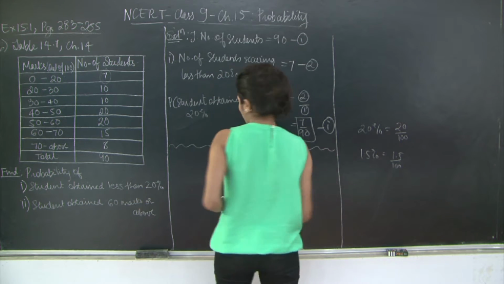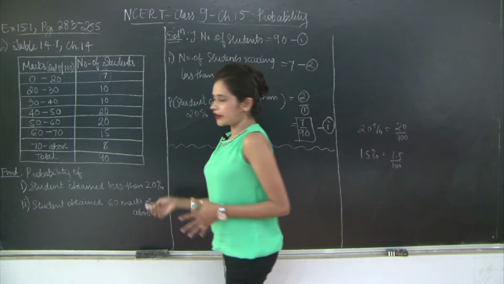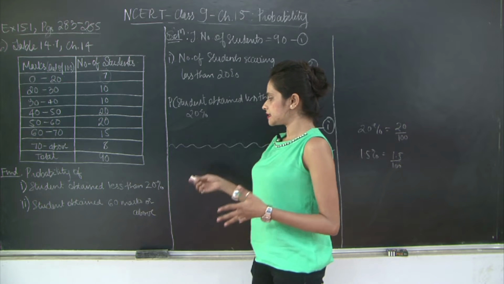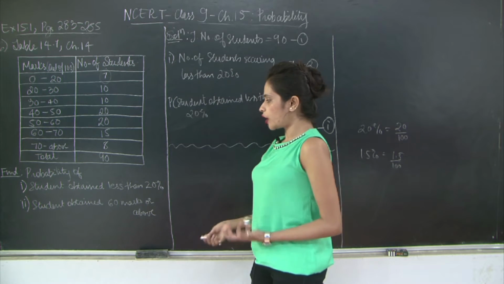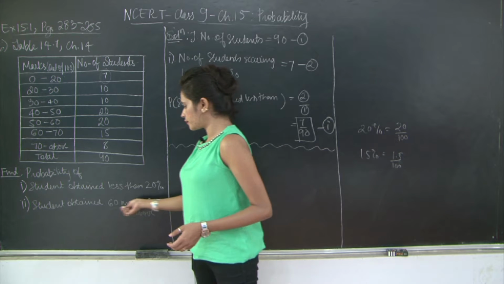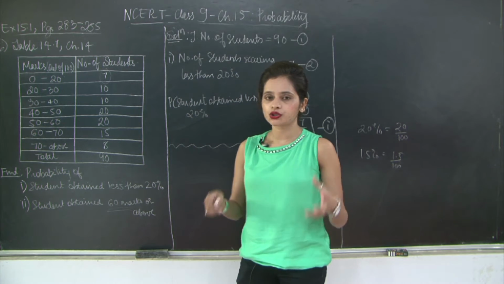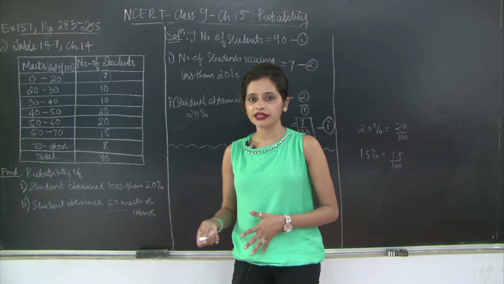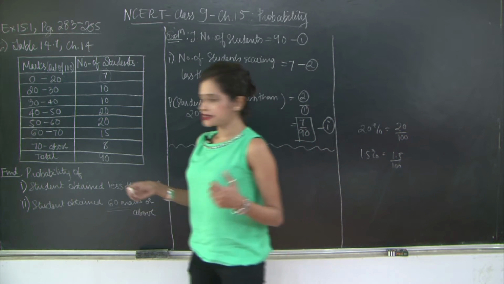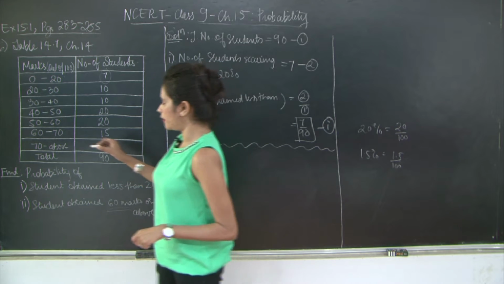Proceeding further, we need to find the probability of a student who obtained 60 marks or above. So what categories would fall in this question? You have 60 marks or above. So students who secured 60 marks or more than 60 marks. Let's see this category. So 60 marks or above.